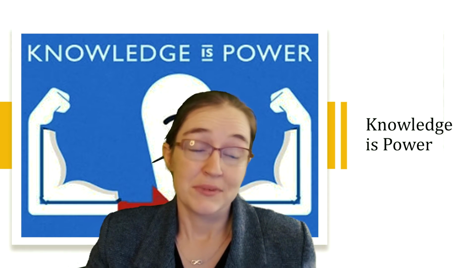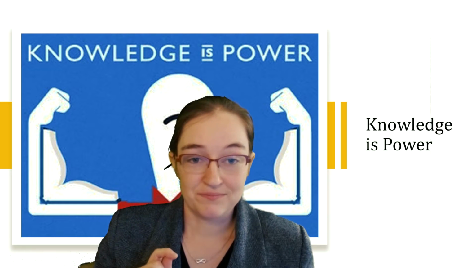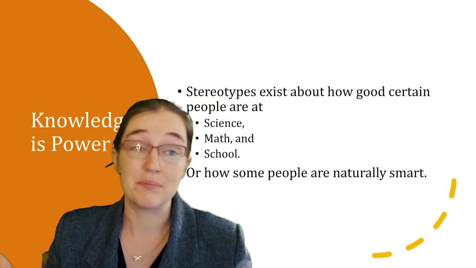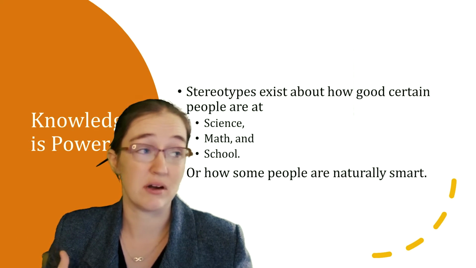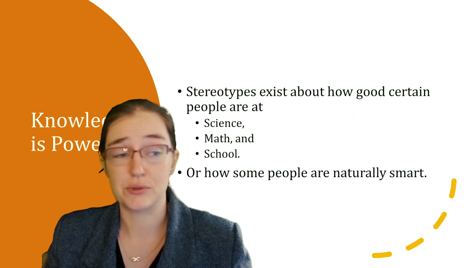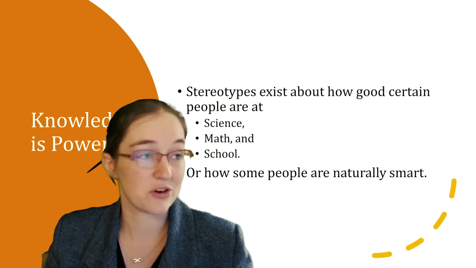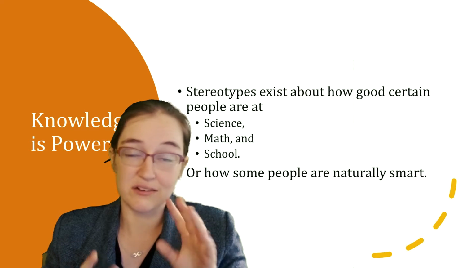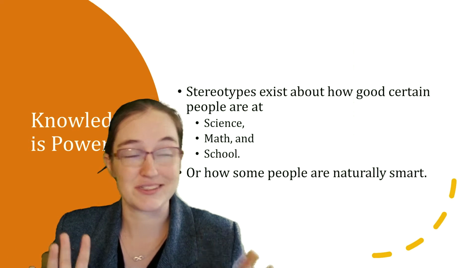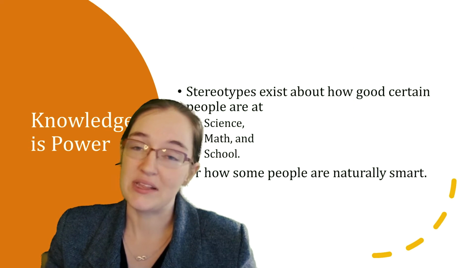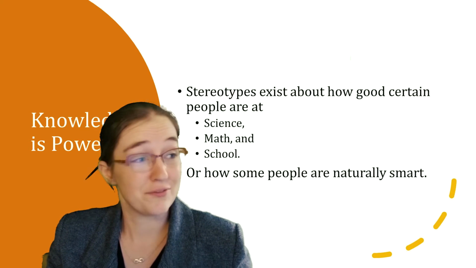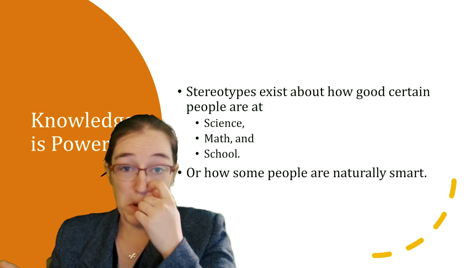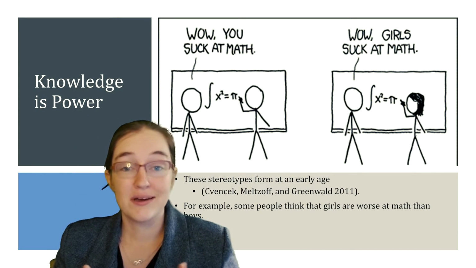So, here's my knowledge is power spiel. Stereotypes exist about how good certain people are about science, math, or just school in general, or how some people are naturally smart. Now, these stereotypes form at a really early age, and there's still research to be done on exactly when they form and why, but the link between men and math, for example, happens by 2nd grade in the United States at the very least. So, I've already put that on the slide.